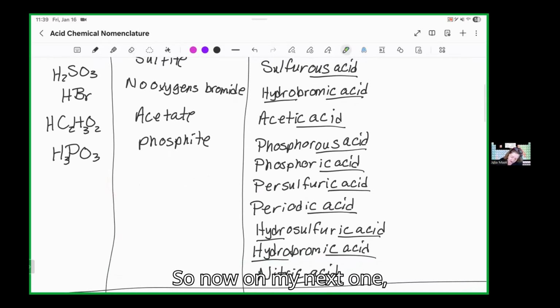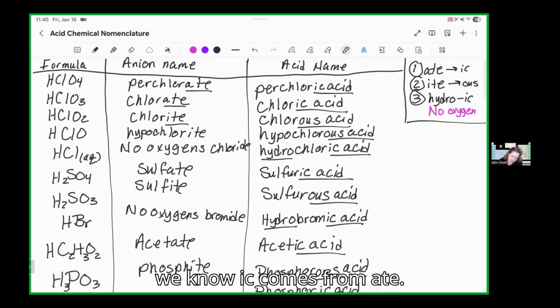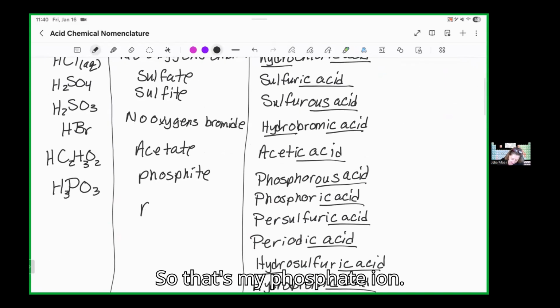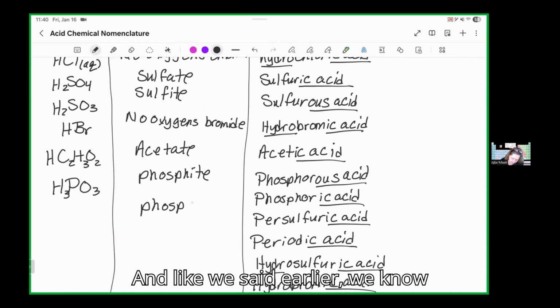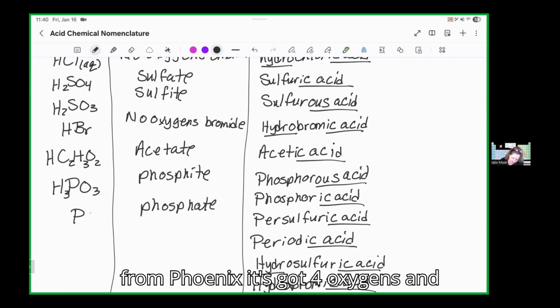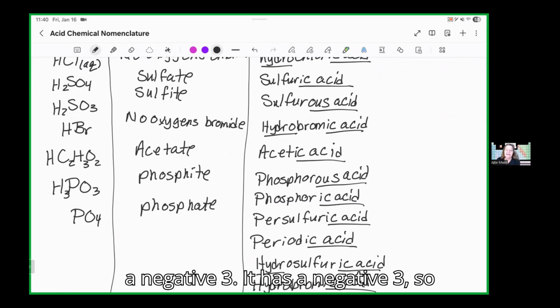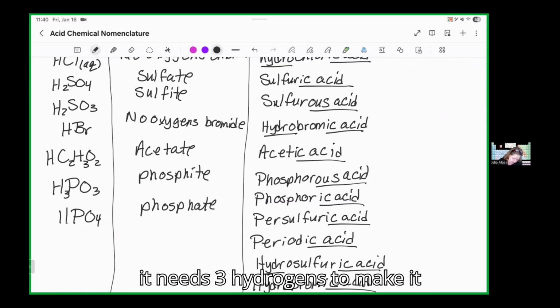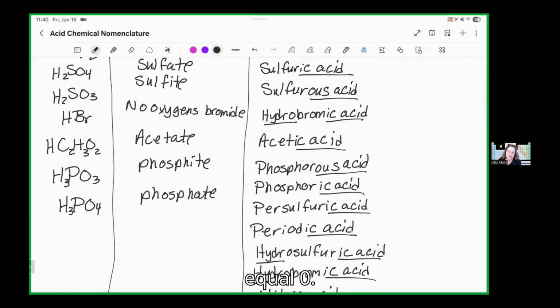So now on my next one, I have an -ic acid. So we know -ic comes from -ate. So that's my phosphate ion. And like we said earlier, we know from Phoenix, it's got 4 oxygens and a -3. It has a -3, so it needs 3 hydrogens to make it equal 0.